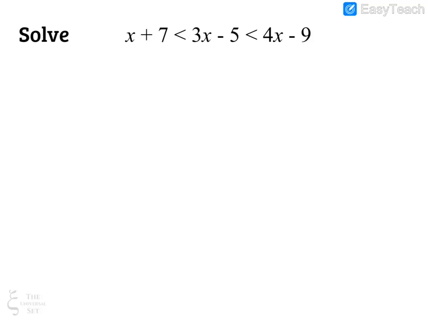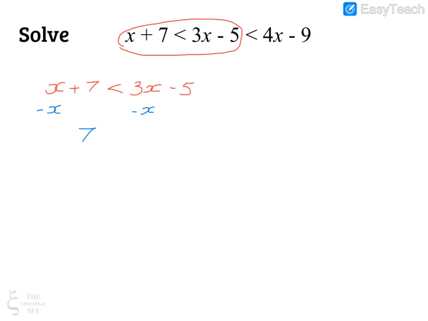Now, how on earth do we do that then? Well, what we're going to do is take it in two parts. So I'm going to take this part to start with, and solve that separately. So I need that x plus 7 is less than 3x minus 5. So let's start off by taking away this x. I'm going to take away x from over here as well, and that's going to give me 7 is less than 2x minus 5.